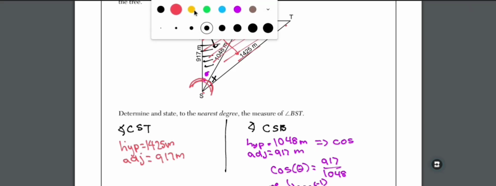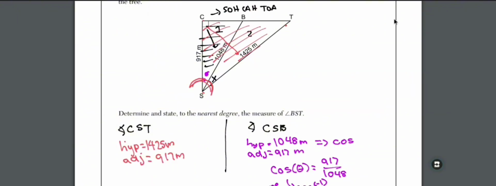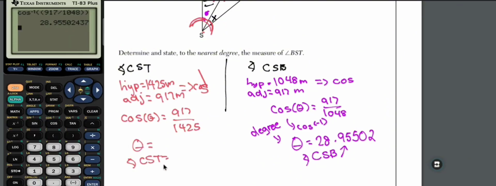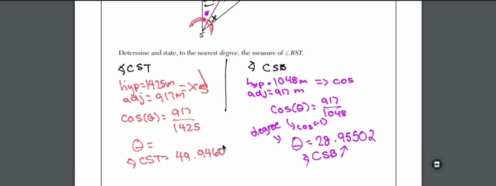So again, similar to what I did to find angle CSB, I'm given a hypotenuse and an adjacent side, so I'm going to be using cosine. I'm trying to determine the value of my angle, so I'm going to do cosine inverse again, of 917 over 1,425. I put that into my calculator, and I get the measurement of angle CST to equal 49.9460. Now, Haneen, why did I find the measurement of those two angles?